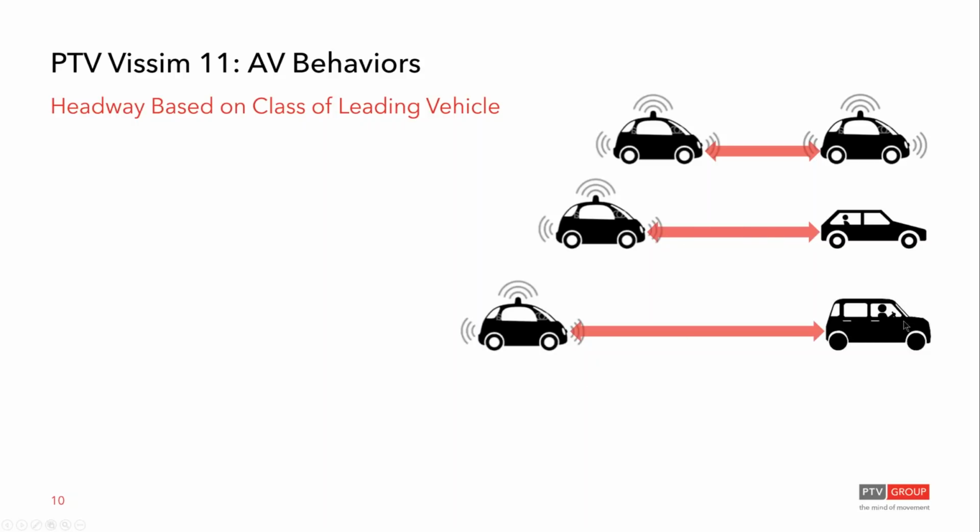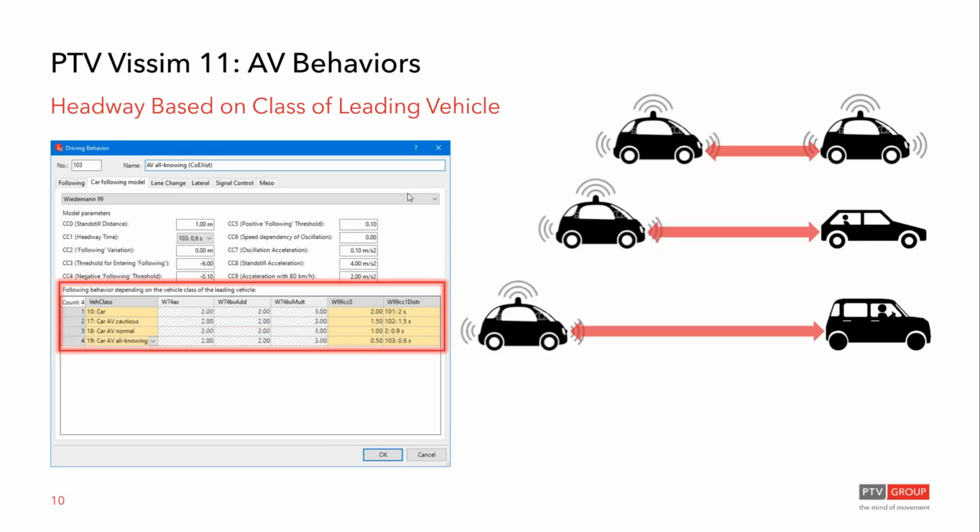And also you could assume, okay, if I'm following a human driver, I even need to take more safety distance when following. So how can you model that in Vissim? There's a new driving behavior, following behavior depending on the vehicle class of the leading vehicle. So you can specify for a driving behavior, if the vehicle follows a vehicle of class car, which could be a human car, then use this following parameter. And if I follow another all-knowing, so this is the driving behavior all-knowing, then I can go down to a very low value here, for example, in VDMA 99 CC1 0.6 compared to 2 seconds when following another human vehicle.